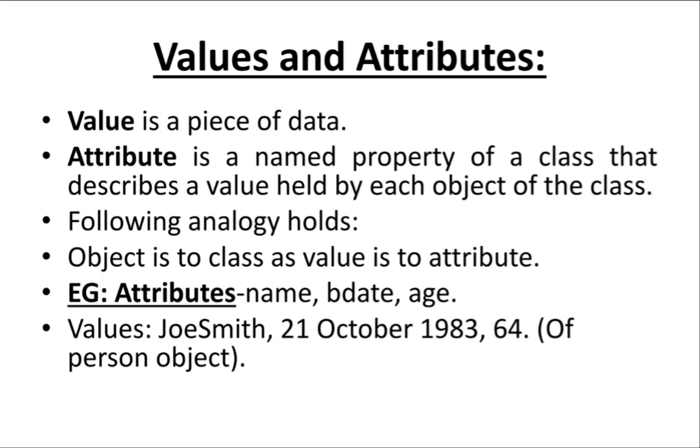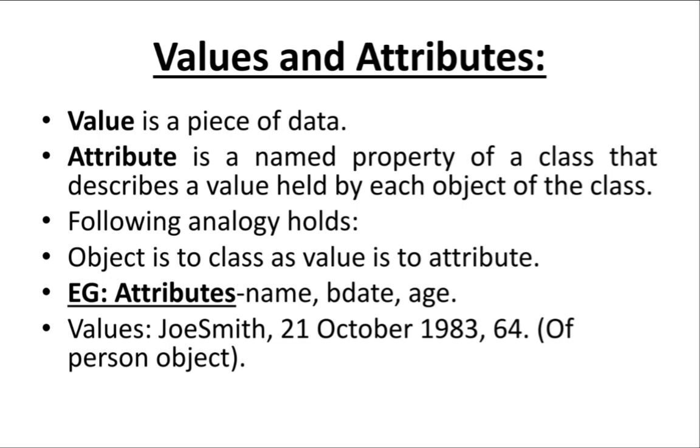See, name, birth date, age, all these attributes contain values. Joe Smith is the name attribute value. 21 October 1983 is the birth date attribute value. And what is the 64? 64 is the value of the attribute age. Every attribute will have a value. Every attribute will hold the value.